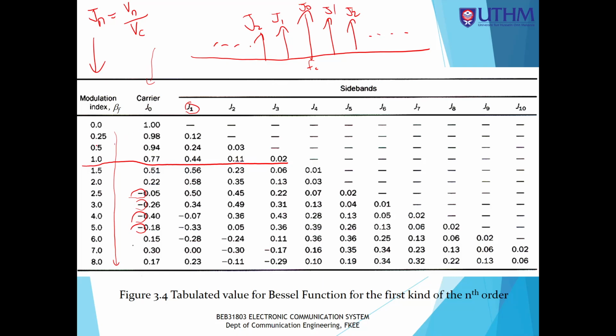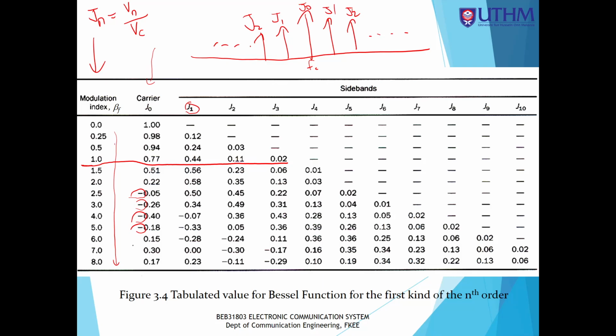Okay, I repeat again, if beta equal to 1, we're gonna have carrier component and 3 pairs of sidebands. That means 3 upper sideband and 3 lower sideband. Ada 3 pasang. Okay, and here dash means that we don't have any other sidebands. Okay, and remember for this table, it has neglect the value less than 0.01.